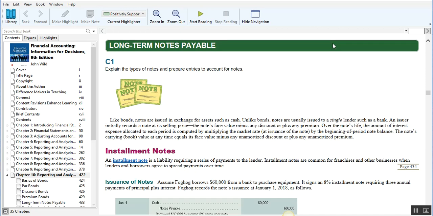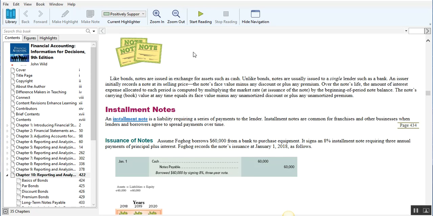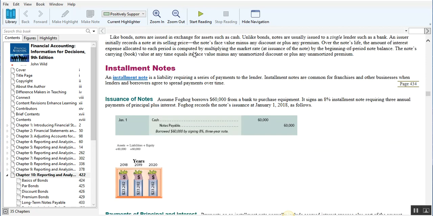Okay, let's go on. Long-term notes payable. We're talking about something where we borrow money for an extended period of time. An installment note, perhaps. This is going to be over a period of greater than a year. So we borrow money like from a bank, and we're going to make some installment payments back. And basically it spreads those payments out over an extended period of time.